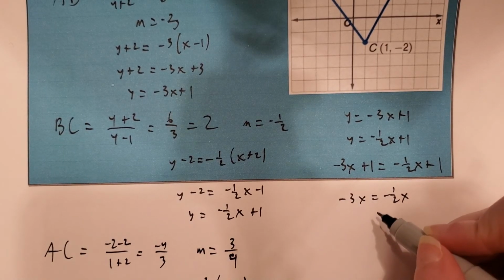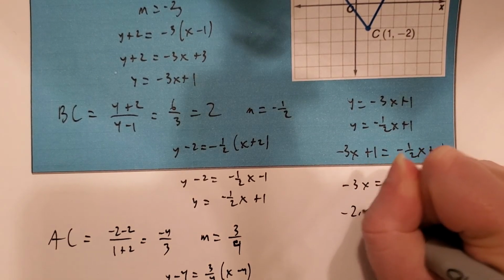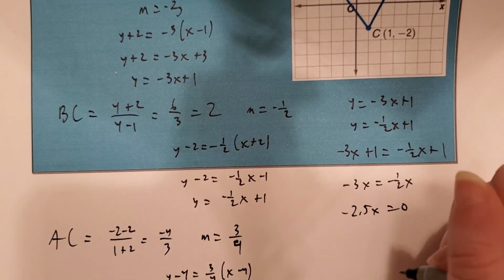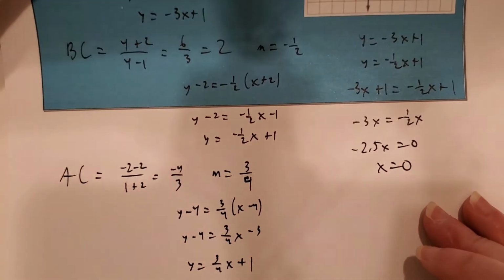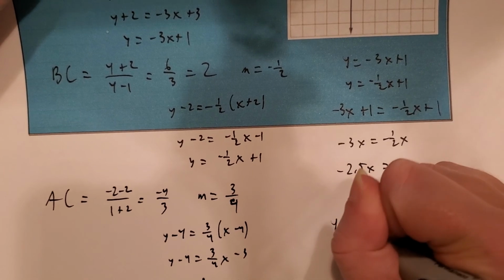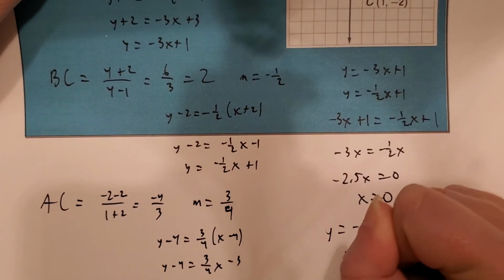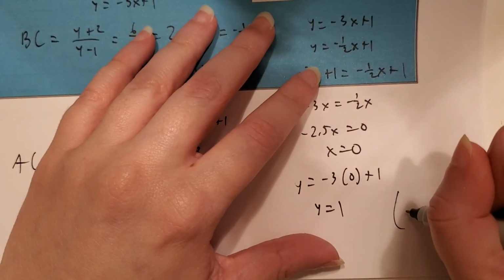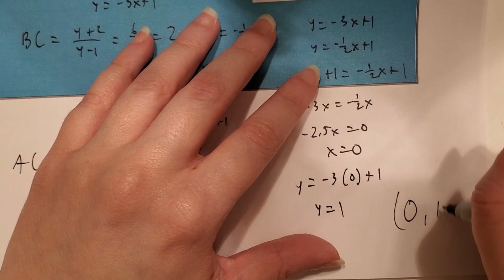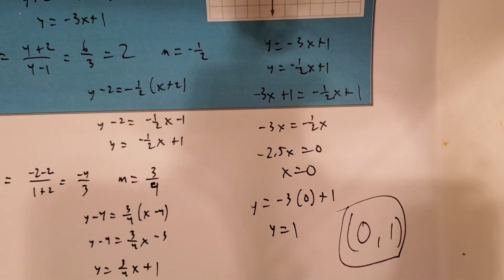Sorry, I'm thinking off the top of my head here. You add 1/2 x to both sides, so this is -2.5x equals 0. Oh, x is 0. That makes life easier. Okay, cool. Then when you plug it back into any of them, y is 1. So that means finally, what are we looking for? The orthocenter is (0, 1). Yay, that was a lot of work.